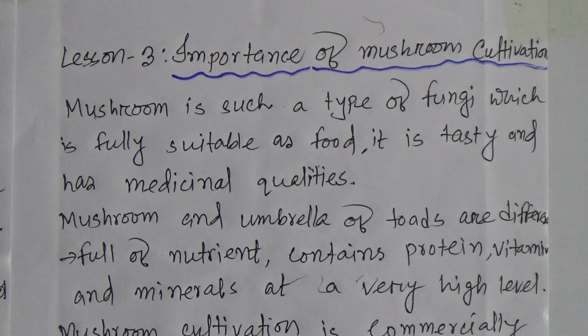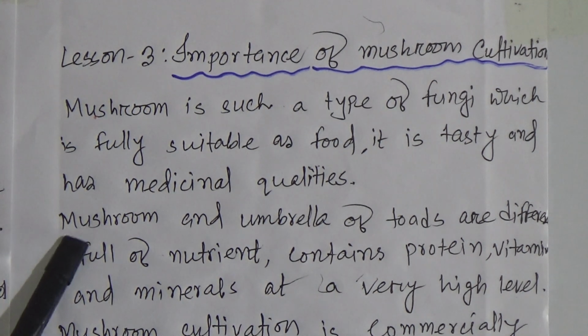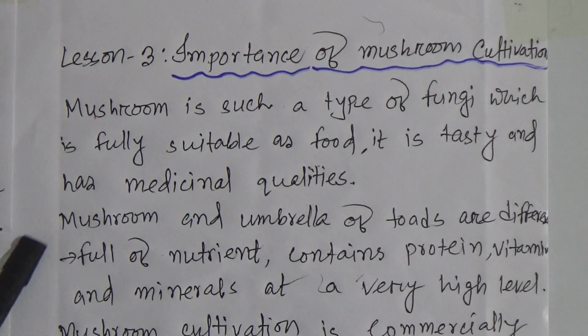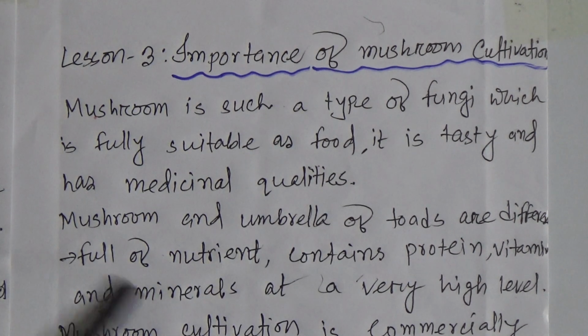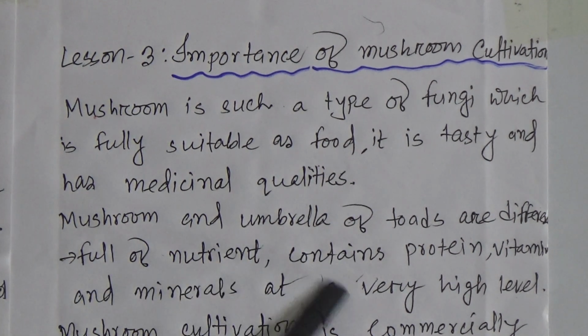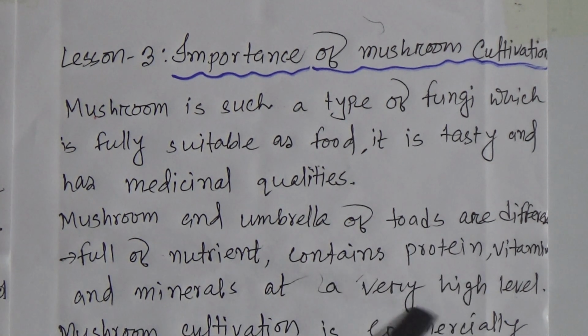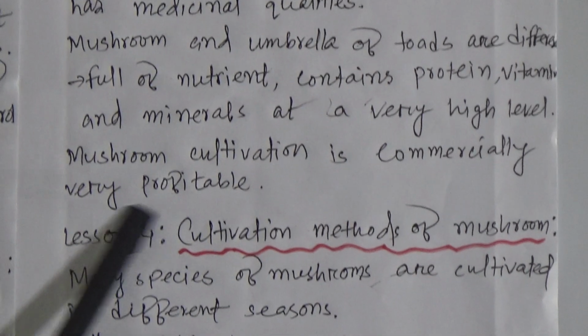Dear students, it was our thinking whether mushroom and umbrella of toad are the same thing or different things. It's a totally different thing. Actually, mushroom is full of nutrients. It also contains protein, vitamins and minerals at a very high level. Mushroom cultivation is commercially very profitable.